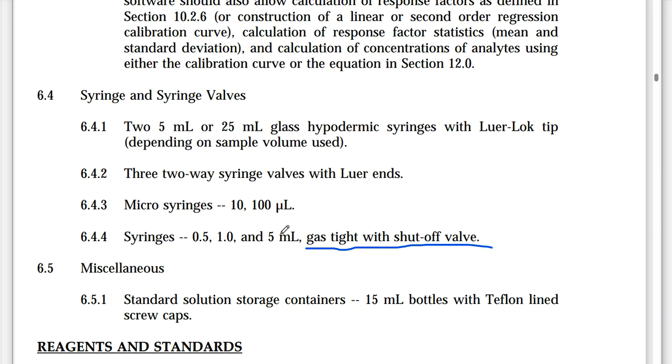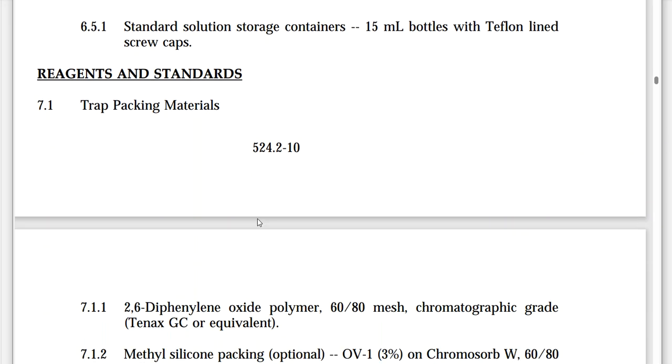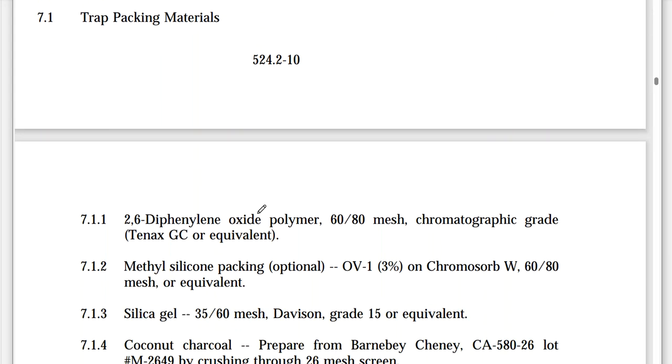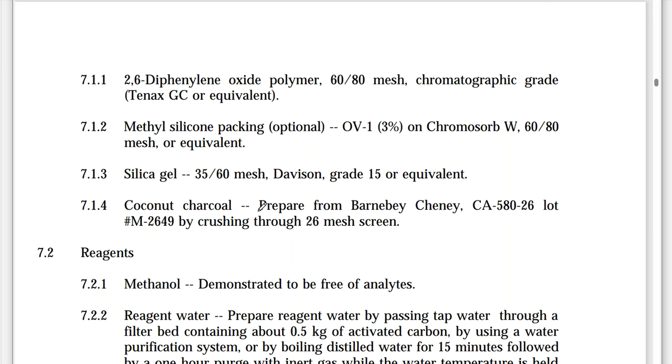The lab procedure tells me that. But again, that's the purpose of this section of equipment and supplies. After this section, we then go into reagents and standards. When we get into the reagent and standard section, this is where all of our chemical solutions are going to be detailed. For instance, it says methanol is a reagent that's going to be used, and we want to demonstrate that it's free of analytes.